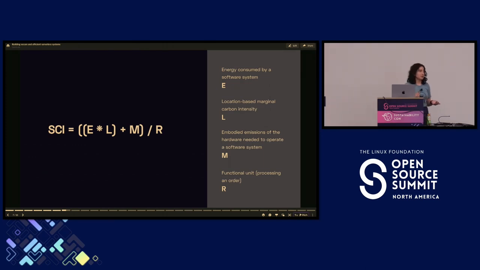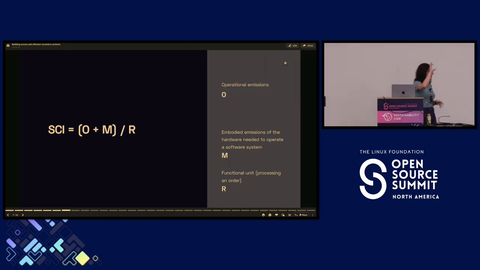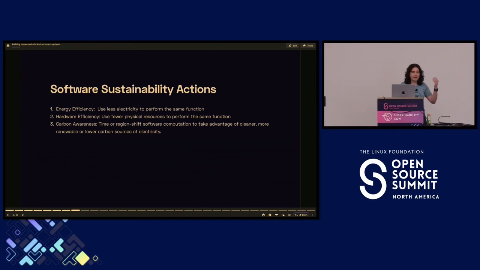And then we're adding the embodied emissions. How many emissions were emitted in order to create my hardware? And then finally, that's all per functional unit of my software. And reducing that, we went from the expanded formula down to one that we can now talk about for the rest of the presentation. We can really think about software carbon intensity as a function of operational emissions, so the emissions that my application puts out, and embodied emissions, so the hardware. So we want to reduce the energy used by our applications, and we also want to reduce the amount of hardware we need to run our applications. And the final thing is that carbon awareness and region shifting is a great thing to do with your workloads.